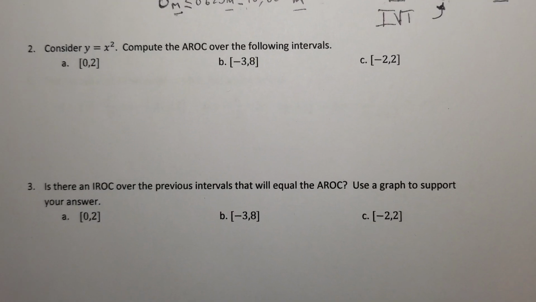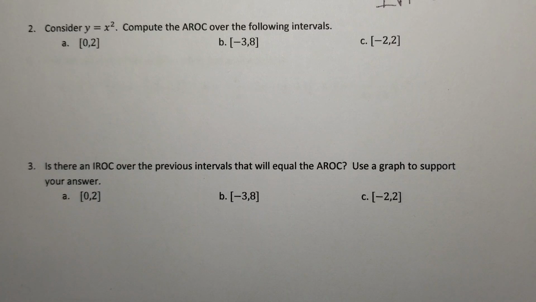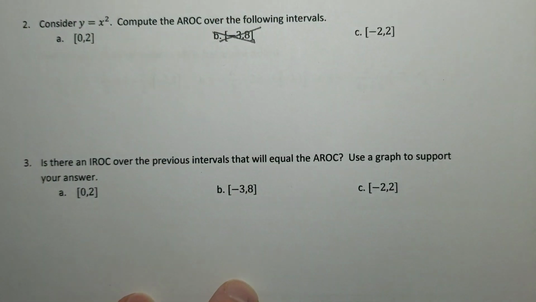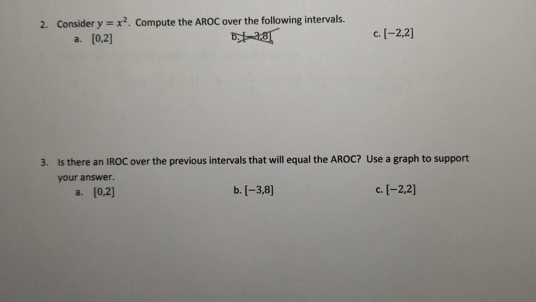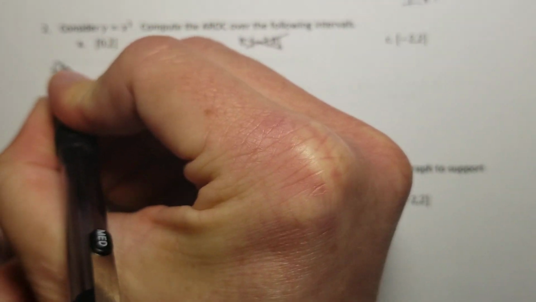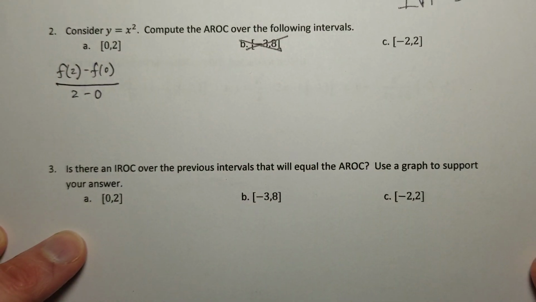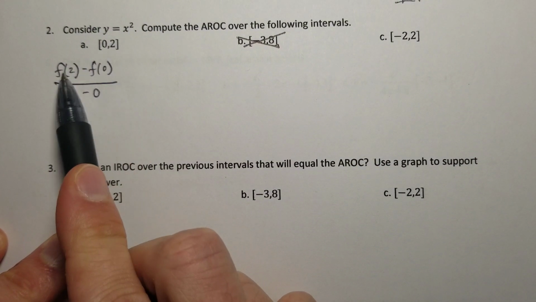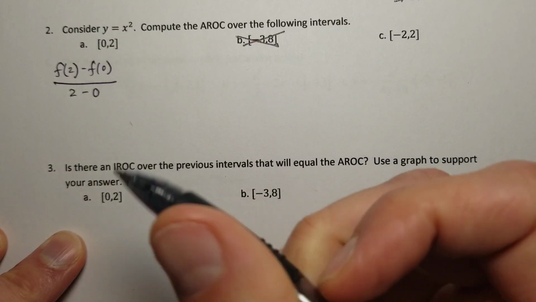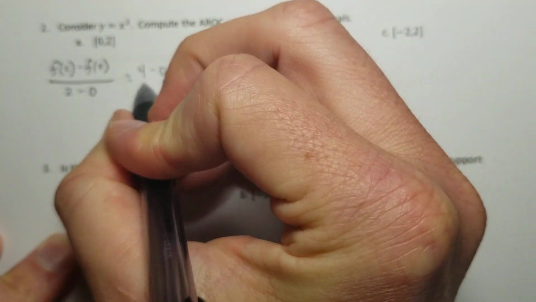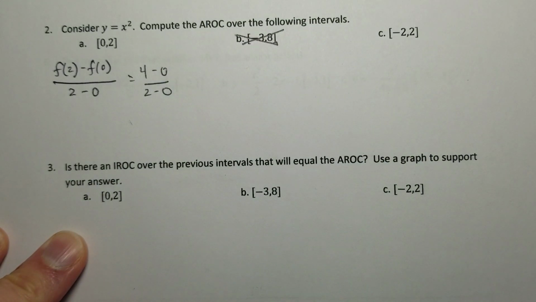Number two asks us to consider y equals x squared, and we're computing the average rate of change over the following intervals. I'm only going to do A and C here. I'm going to need a little bit more space, and I don't want to take up all of your time. Remember, average rate of change is just slope, so I want f of 2 minus f of 0 for letter A, all over 2 minus 0. If my function is x squared, 2 squared is going to be 4, minus 0 squared, which is 0, all over 2 minus 0, which is 4 over 2, which is 2.